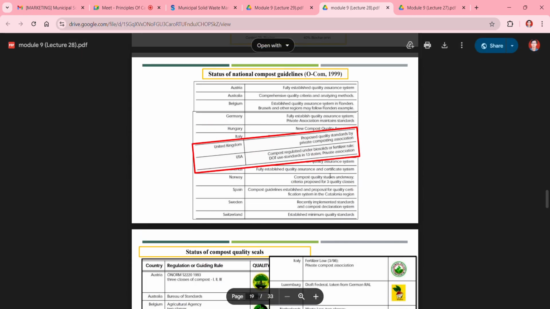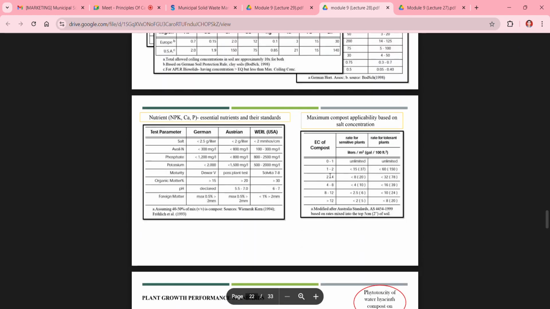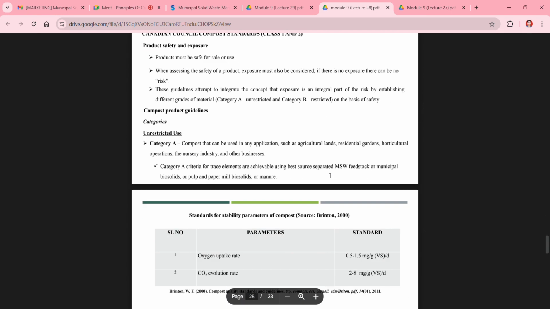Then there are some status of national guidelines for different composition checks.